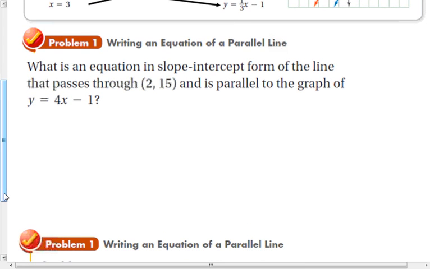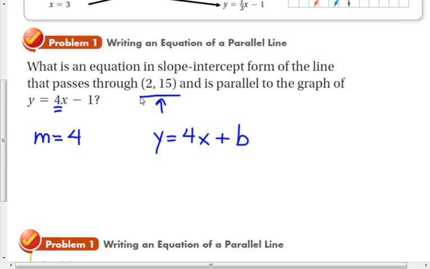So what is the equation in slope-intercept form of a line that passes through the point (2, 15) and is parallel? Well, to be parallel, it has to have the same slope. So we know our slope is going to be 4. So we're going to just start writing this equation. y equals 4x plus whatever the y-intercept of this new line would be. And to get it to pass through this point, that means that pair of numbers has to be a solution. So if I substitute 15 for y and 2 for x and then add b, it should be true.